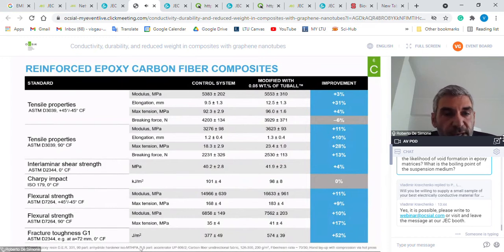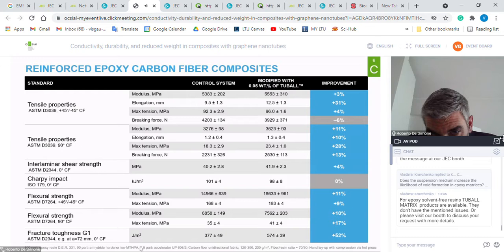Some short information about the properties we were able to enhance so far with the usage of tubal in the reinforced epoxy carbon fiber composite. I would like to highlight the last line, the bottom line, the fracture toughness Q1, with the standard ASTM D2344. We are able to enhance it by up to 52%, and even the tensile properties and interlaminar shear as well, so the shear index.